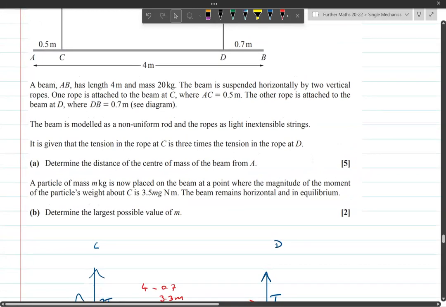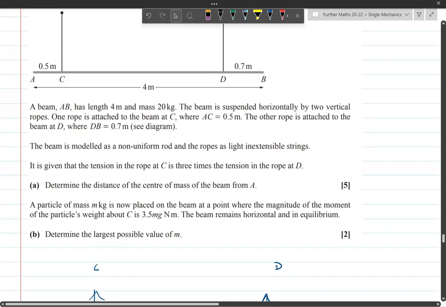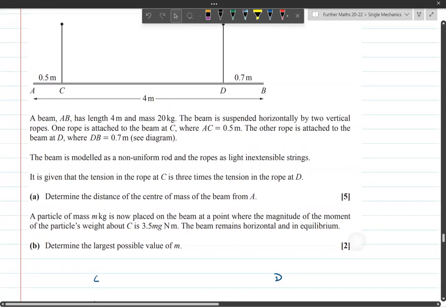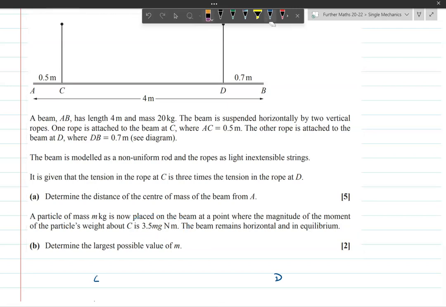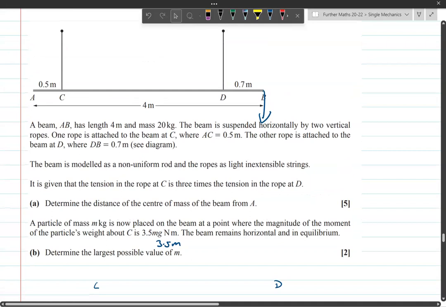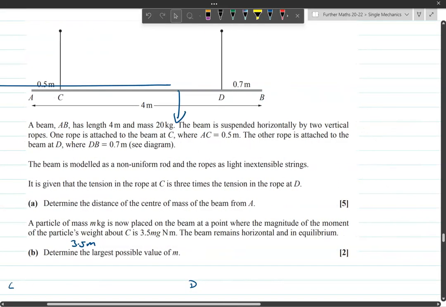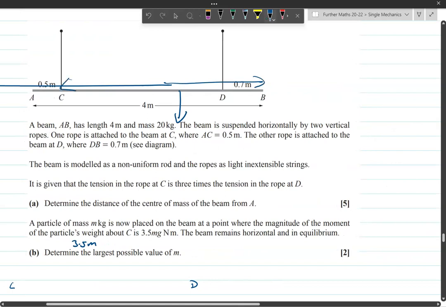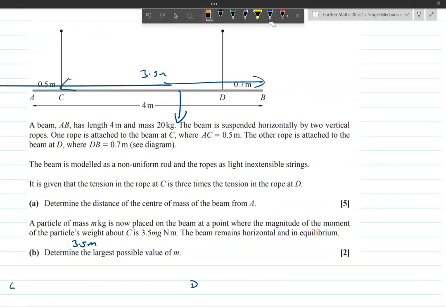It's only 2 marks. It says a particle of mass m is now placed on the beam at a point where the magnitude of the moment is 3.5 Newton meters about C. Now if it's 3.5 Newton meters, then it's got to be 3.5 meters away along the beam. The only place that can be is B, because that distance there is 3.5. It's badly annotated, but there you go.